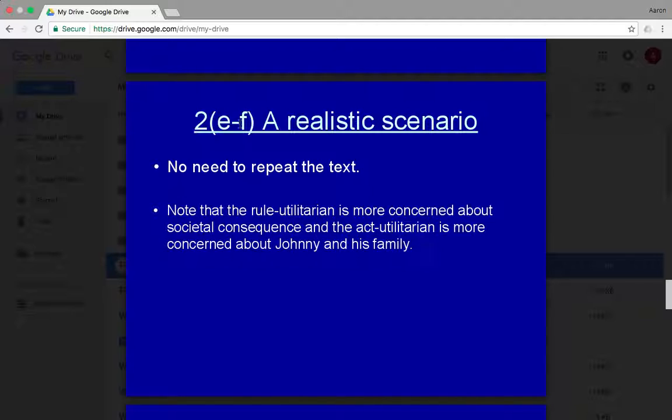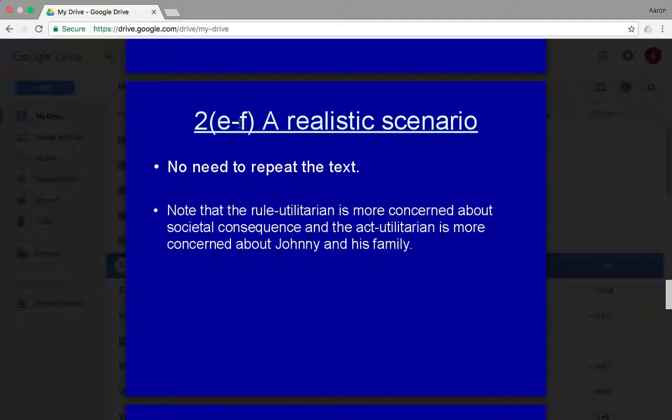All right, so these questions, 2E through F, ask what an act utilitarian and a rule utilitarian would do in regards to a specific situation. The situation involves a very sick 10-year-old boy by the name of Johnny who is suffering greatly from a terminal illness. Vaughn asks you if a doctor ought to euthanize Johnny at Johnny's parents' request. Presumably, Johnny is in no condition to decide what should be done. There is no need for me to repeat the text here.